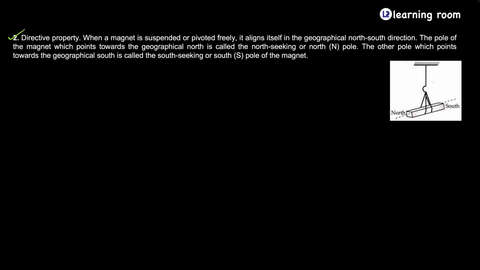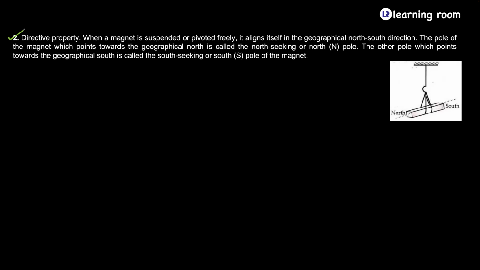See, what I'm saying is I have the North Pole and the South Pole. Now I'm going to suspend it freely to understand what the directive property is. Okay, but I need to do a validation also. Who's going to tell me whether it is right or wrong? I'll use a compass to check whether it is right or wrong. Okay, so listen to this carefully. When a magnet is suspended or pivoted freely, it aligns itself in the geographic north-south direction.